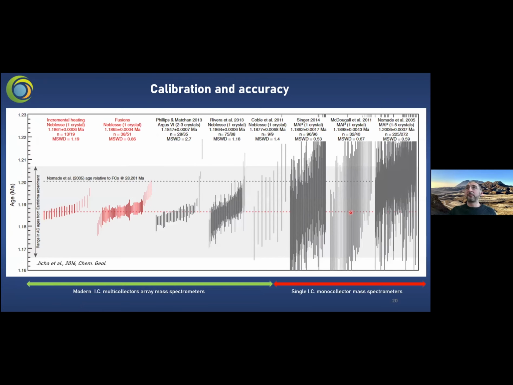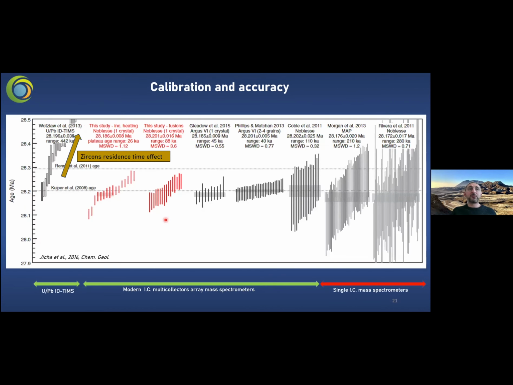This is another example with a standard that is well known because I published this in 2005. In 2005, yes, you could see the difference between here machines which are monocollector mass spectrometers and what we could do through the age from 2011 to 2020 on the same standard, which is Fish Canyon in that case. You could see the difference. This is monocollector. This is multi-collector mass spectrometer. This is for 1.2 million years old Alder Creek. This is the example, but you could do the same for Fish Canyon.